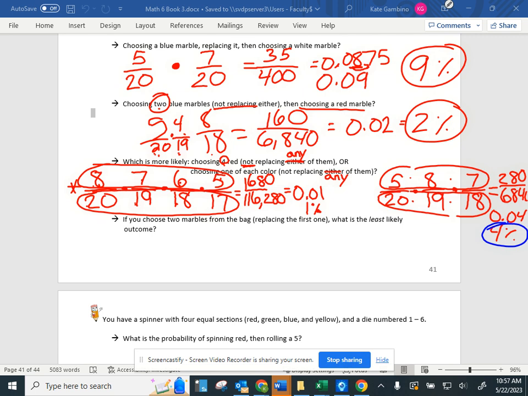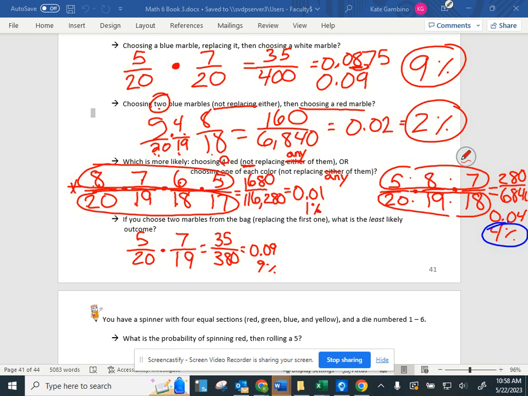So if I choose a blue, that's 5 out of 20. And then I choose a white, 7 white. I didn't replace, so it's 7 out of 19. What do we get for our fraction? Okay, and what decimal is that? 0.09. Okay, so that's 9%. There is a smaller probability we can come up with.